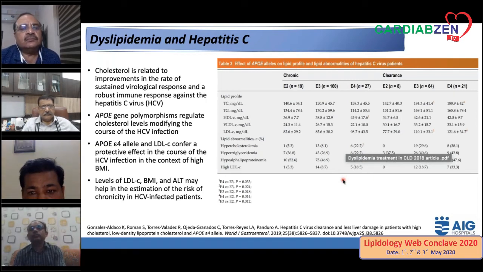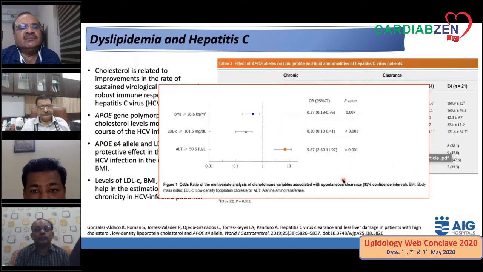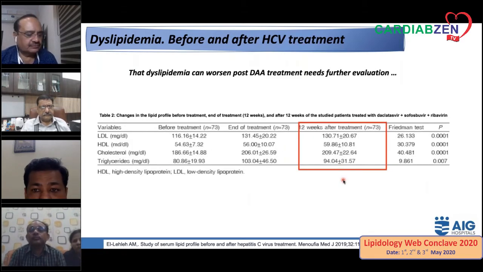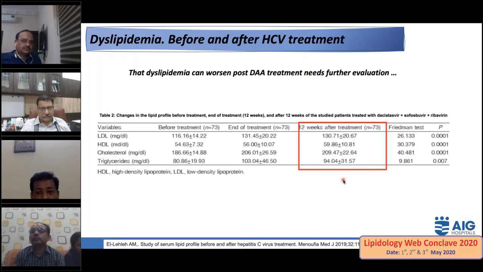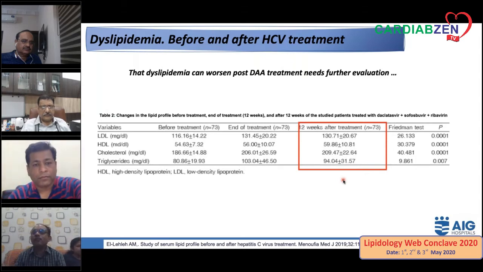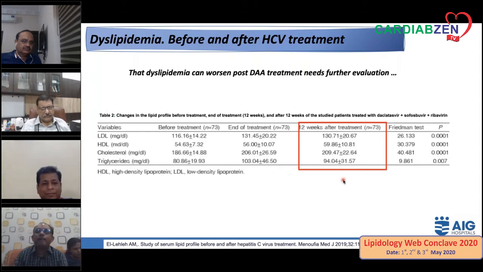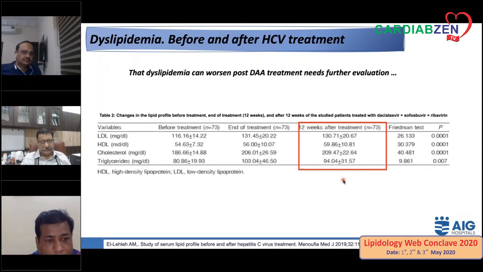But what is more important from the clinical perspective is that in many of these patients, after they have received treatment for hepatitis C, it is seen that 12 weeks after treatment, their cholesterol and LDL cholesterol levels, and particularly the total cholesterol levels, were higher. People believe that dyslipidemia can occur after HCV treatment, but this concept needs further evaluation in a bigger study population because these are isolated reports of dyslipidemia after hepatitis C treatment.